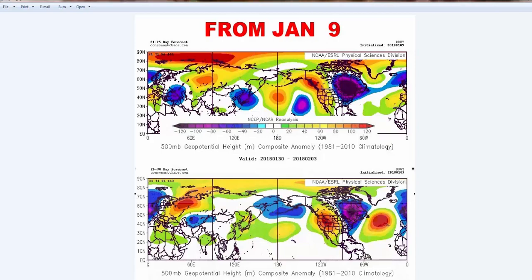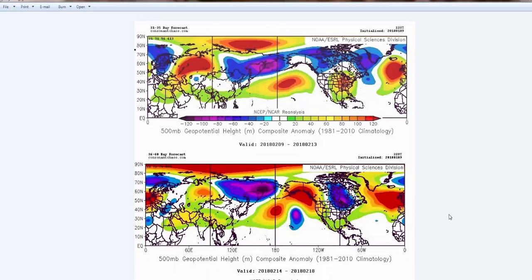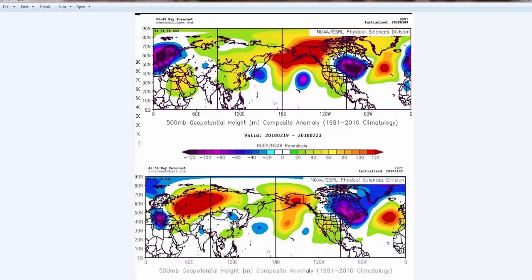Now, that's January 9th. Why are you showing that, DT? Well, if you continue it, this is now mid-February, a bit of a break here, and then the new trough comes in for the middle of February. You can see that very clearly.